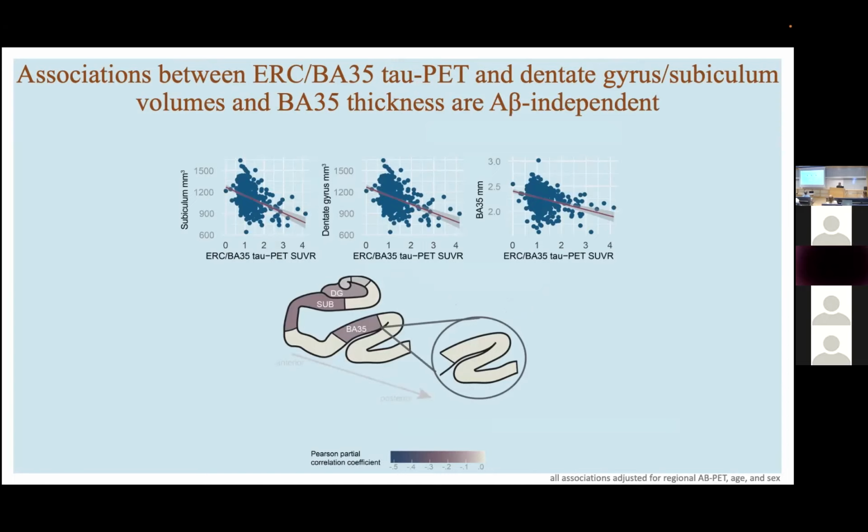So when we adjust for amyloid, these associations remain. And we also find in the low amyloid subgroup, so the individuals that have no or very little amyloid, that there's this association between BA35 thickness and tau in ERC BA35.